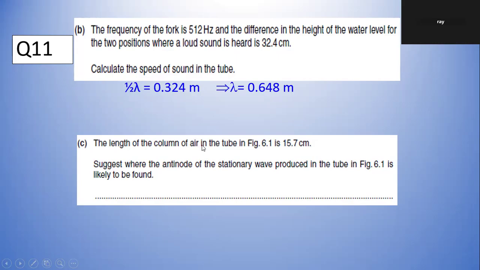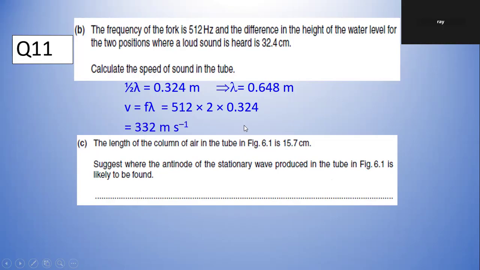The length of the air column in the tube in figure 6.1 is 15.7 cm. Suggest where the antinode of the standing wave produced in the tube in figure 6.1 is likely to be found. So you have to calculate your speed first. Sorry, we have calculated wavelength, forgotten the speed. Speed is f times lambda, where f is the frequency, and then times the 0.648. So that is the speed.